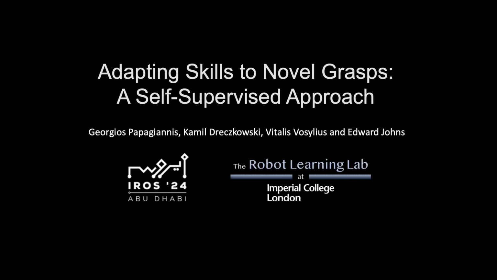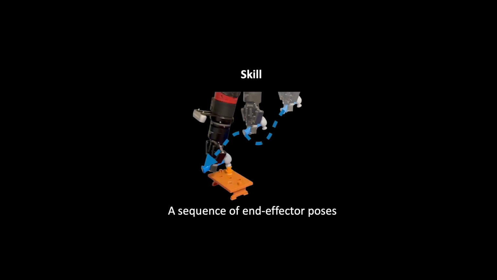In this work, we present adapting skills to novel grasps, a self-supervised approach. First, consider a skill which is defined as a sequence of end-effector poses or velocities that define the trajectory of the end effector. For example, here, we see the trajectory followed by a hammer to hammer a nail.